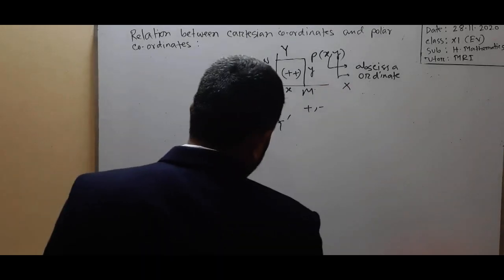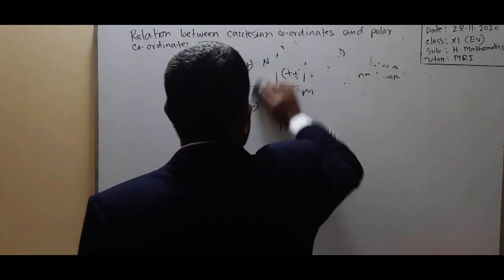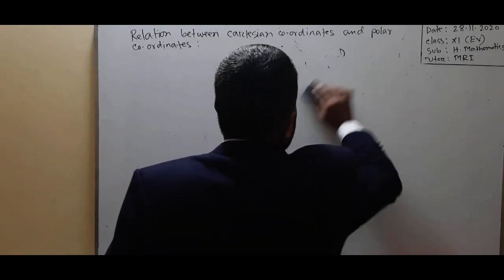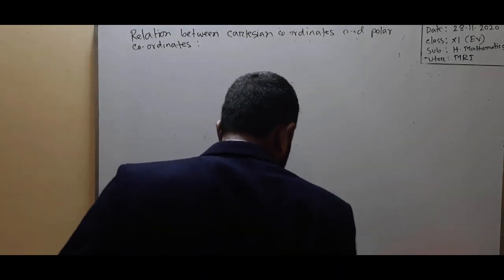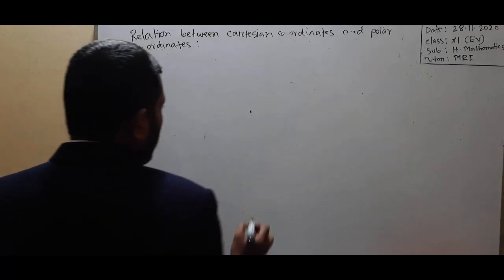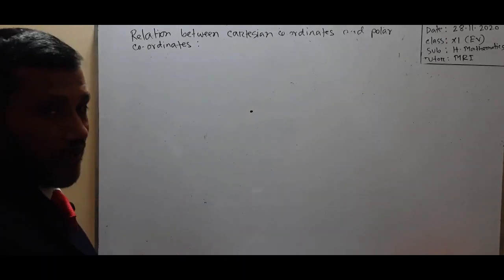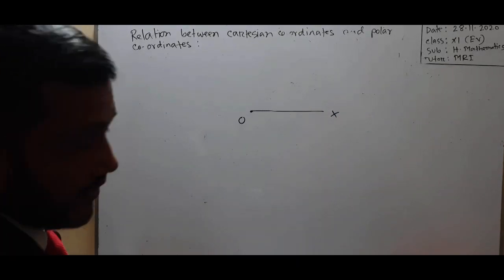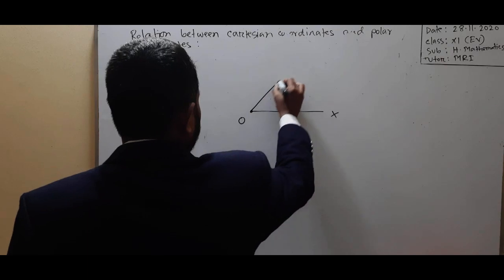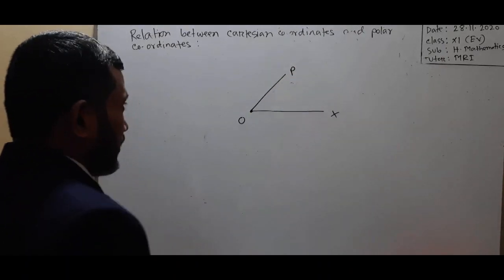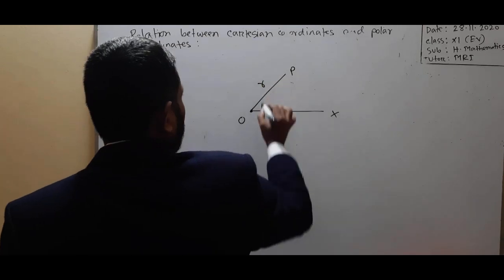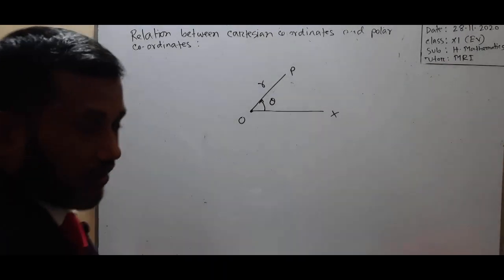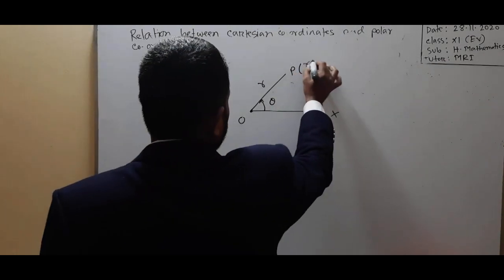Now I will discuss polar coordinates. O is a certain point. O is the pole of polar coordinates, and OX is the polar axis. OP is a certain distance. Suppose OP is equal to r, and this angle XOP is theta. So the polar coordinates of P will be (r, theta).